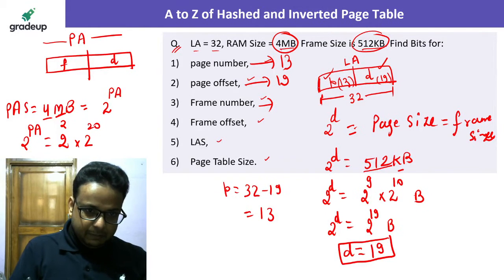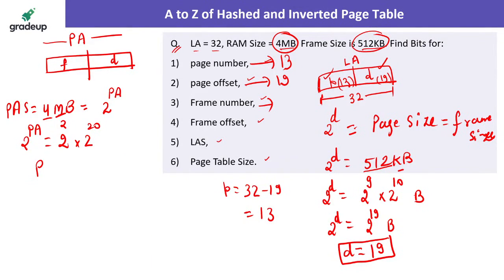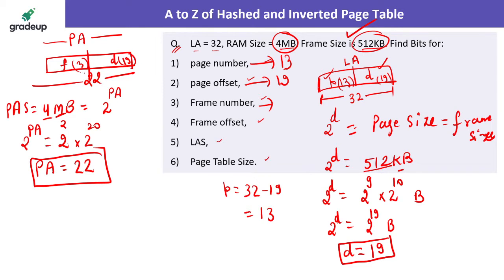So the complete physical address we got is 22 bits, and because they have given frame size is 512 KB, the frame offset is the same as 19, and the frame number will be 3 only. So for frame number, how many bits? 3. Frame offset will be the same, 19.